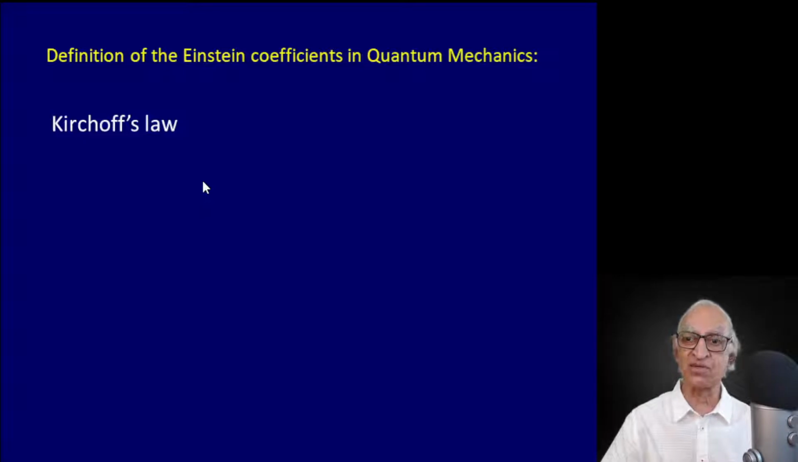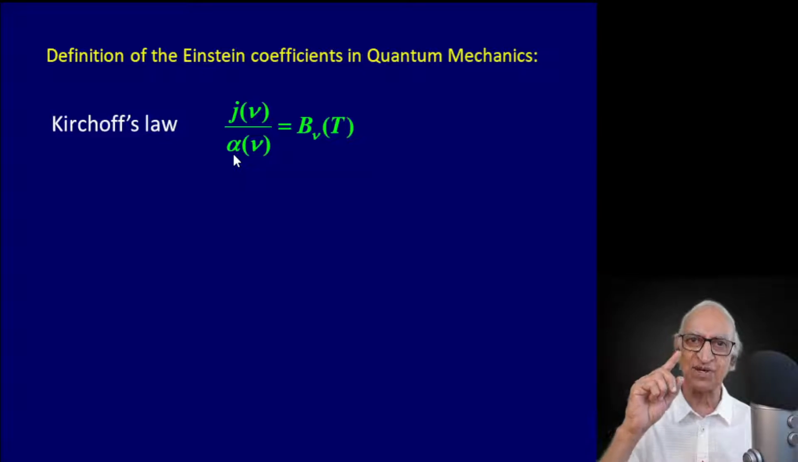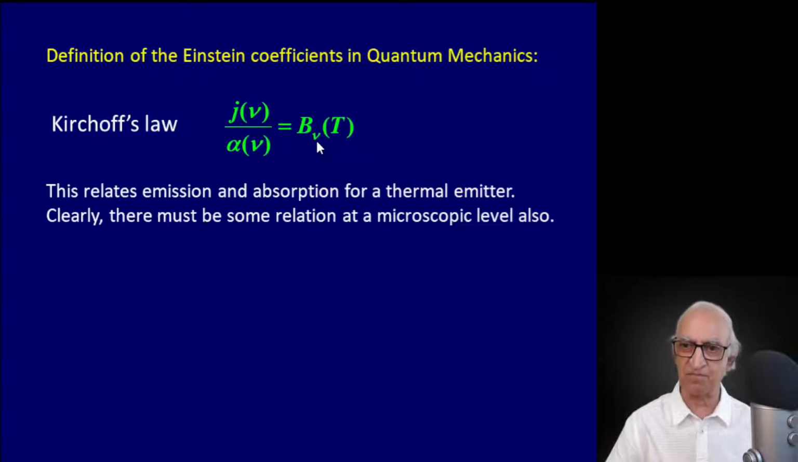Please remember Kirchhoff's law. What Kirchhoff stated in 1859 is that the ratio of the emission coefficient to absorption coefficient, go back to lecture number 2 and you must revise that, because I'm going to pick up from lecture 2 from this point onwards. The ratio of emission coefficient to absorption coefficient is the radiation intensity B nu of T. If the body is opaque, this B nu of T is given by a universal function of temperature and temperature alone, which is Planck's radiation formula.